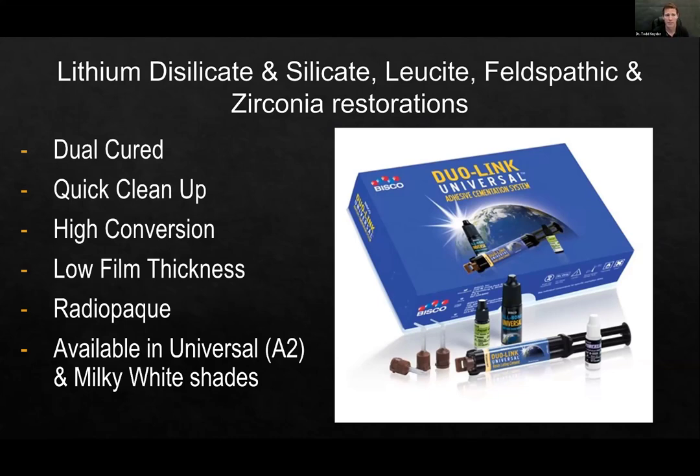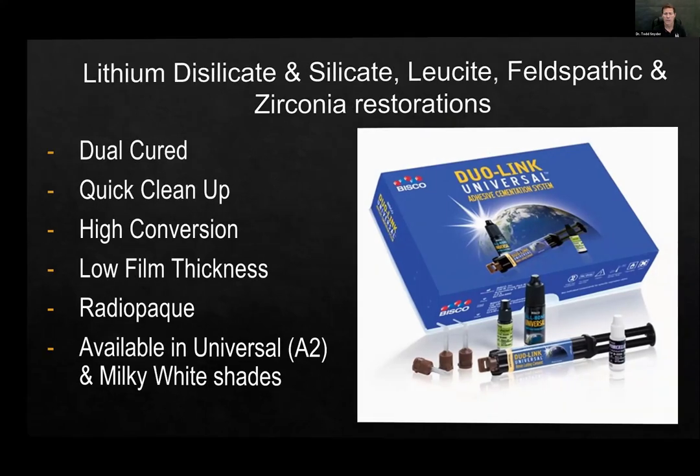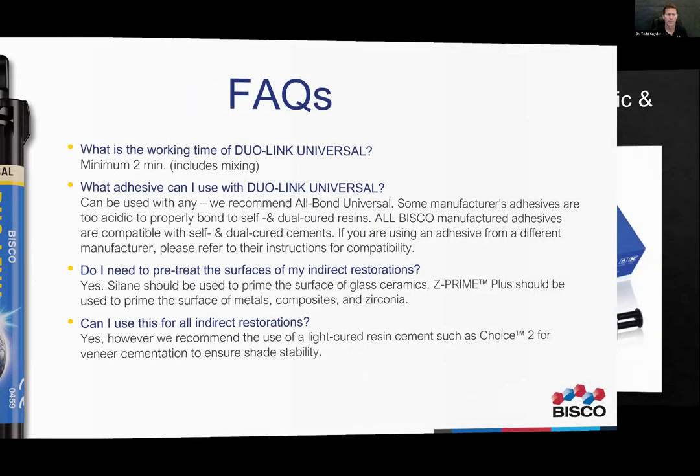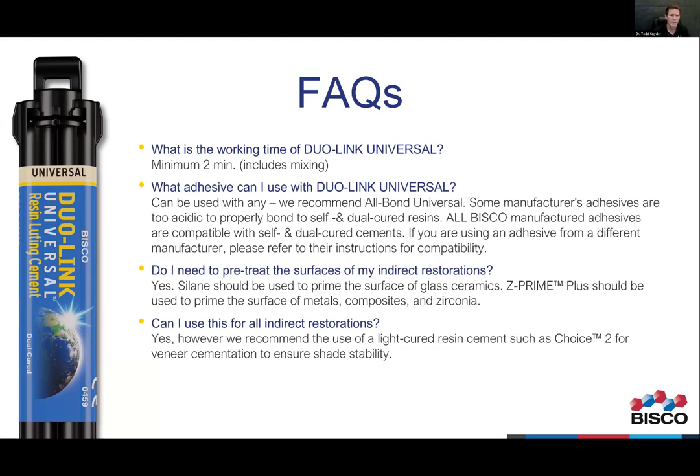Which is great. So it's quick and easy to clean up, has a high conversion rate, looks great on the radiographs, has low film thickness, and is easy to seat. You've got an A2 shade, a universal shade, as well as a milky white should you need one. Again, I think the universal works just fine for all of what I do. It's easy to clean up also, because a lot of times people ask, how hard is it to clean that stuff up? Very easy. If you decide that, hey, Snyder's using the dual cure, it sounds like something I want to look into.